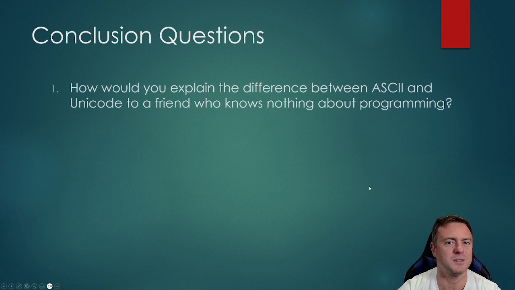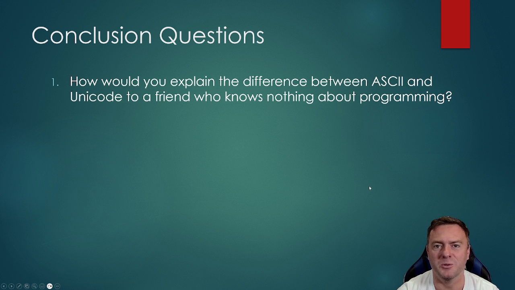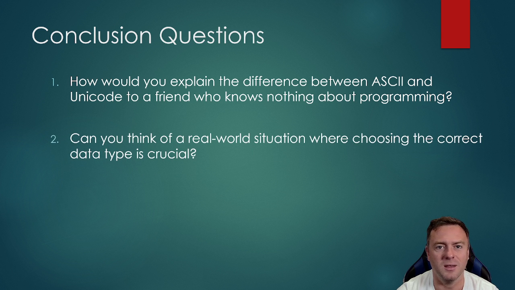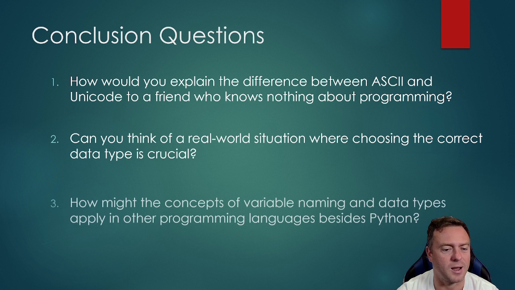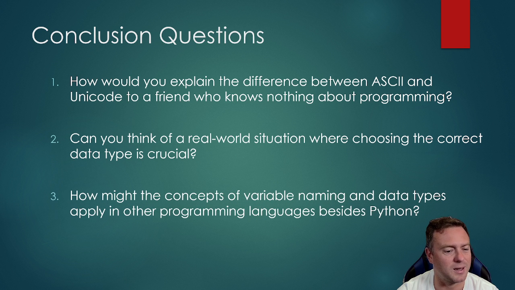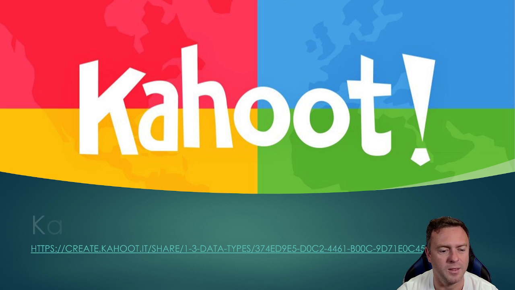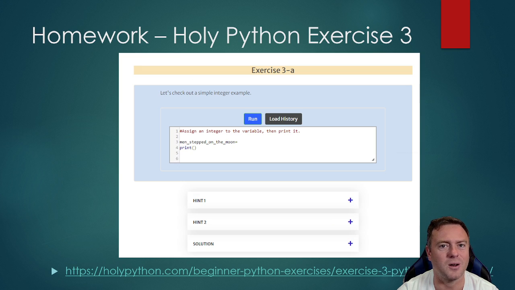So some conclusion questions to think about. How would you explain the difference between ASCII and Unicode to a friend that knows nothing about programming? Can you think of a real world situation where choosing the correct data type is crucial? How might the concepts of variable naming and data types apply in other programming languages outside of Python? So think about those things that we've covered. There is a Kahoot at the end here that you can play, which is a bit of fun. And then there's also the Holy Python exercises that I would recommend having a go at. They're really good because they give you hints along the way and also show you the solutions.